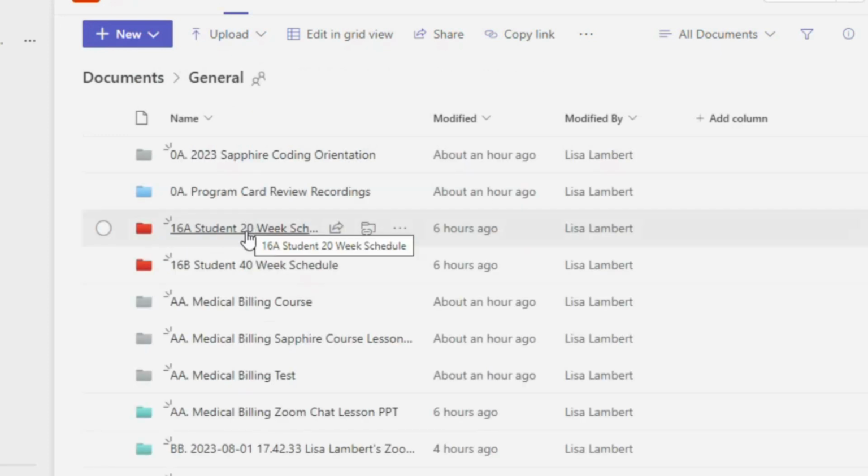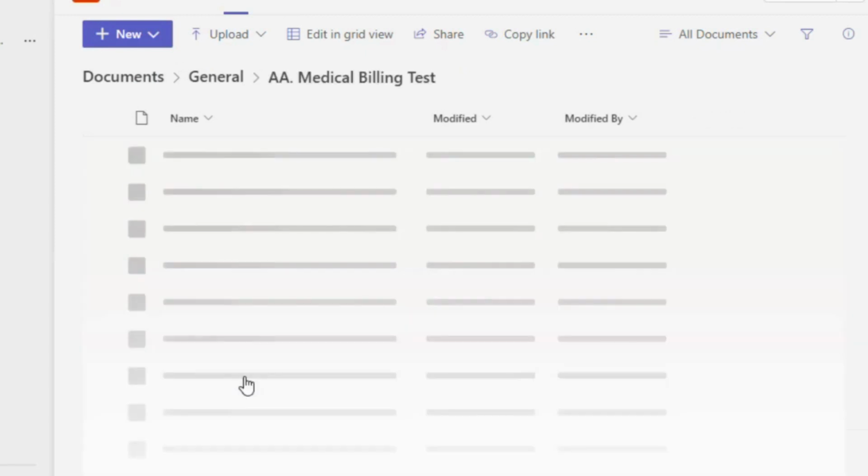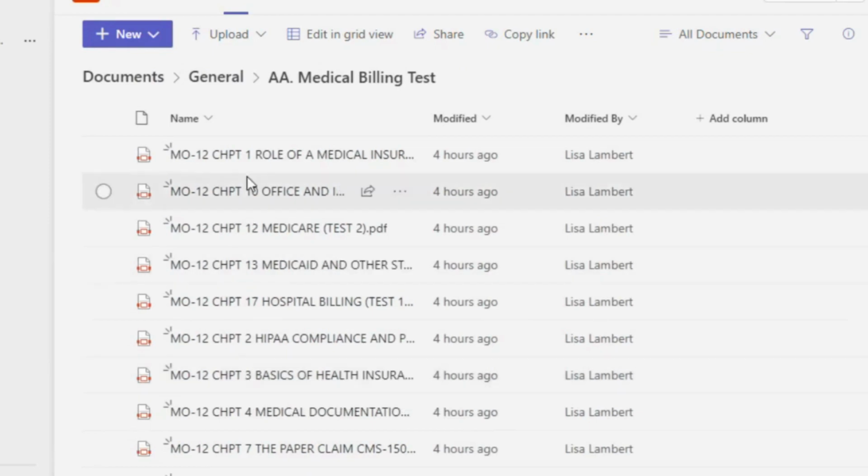Don't look at that because I'm going to take that stuff out. Let's look at, okay, so this is some of the medical billing tests. Okay, so let's look at medical billing. That's from this book. Let's look at that real quick.